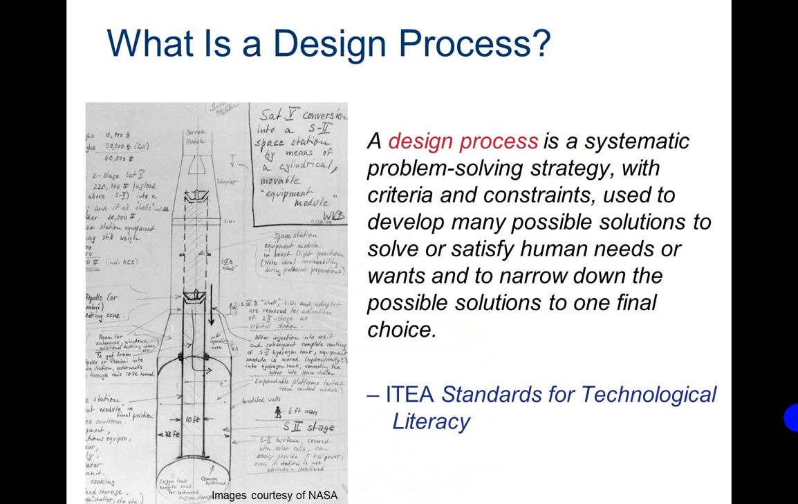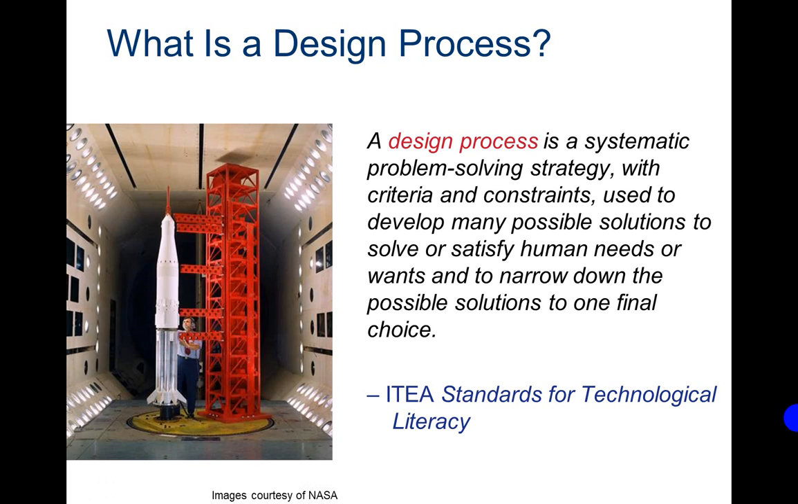So a design process is a systematic problem-solving strategy with criteria and constraints used to develop many possible solutions to solve or satisfy human needs or wants and to narrow down the possible solutions to one final choice. This picture on the left is von Braun from 1964 using the design process. And the second picture is a NASA engineer in 1971 working with the Saturn V model.